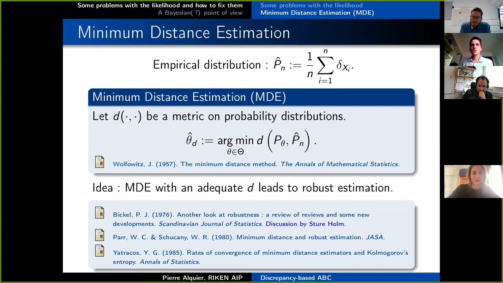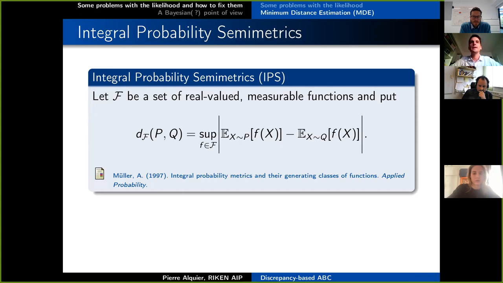So basically today I will focus mostly on what we call integral probability metrics and integral probability semi-metrics. So the distance will be of the form, the supremum over all f in a given class of the difference between the expectation of f of x under p and under q, okay? So if the expectation for all f is close, then I say that p is close to q. And if for some f the expectation is quite different, then I say that p is far from q, okay?